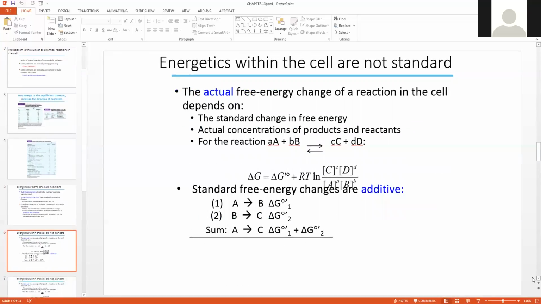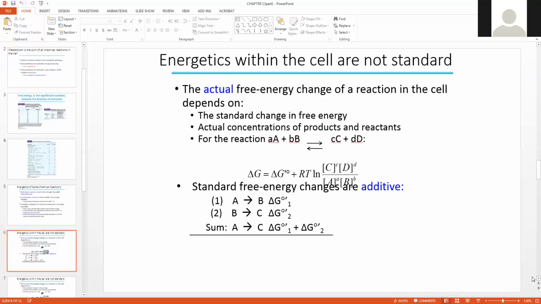When we're looking at energetics within the cell, we know that they're not standard, right, the standard change in free energy. So if we're looking at actual concentrations of products or reactants, then we're going to look at our Q value. So here, instead of the natural log of K, these concentration values are not at equilibrium, so they'd be Q. And again, we know that our standard free energy changes are going to be additive. So if I have multiple reactions, I can add the sum of the free energy changes.